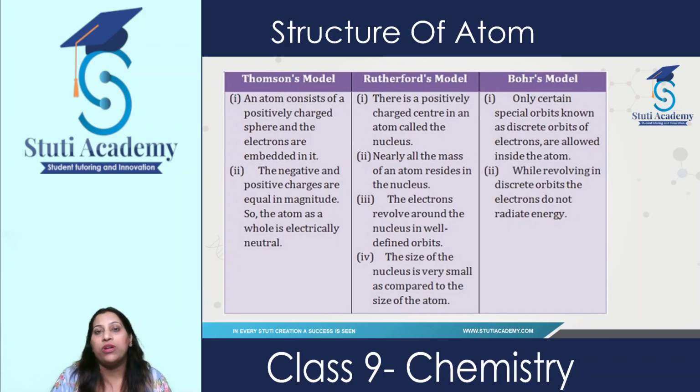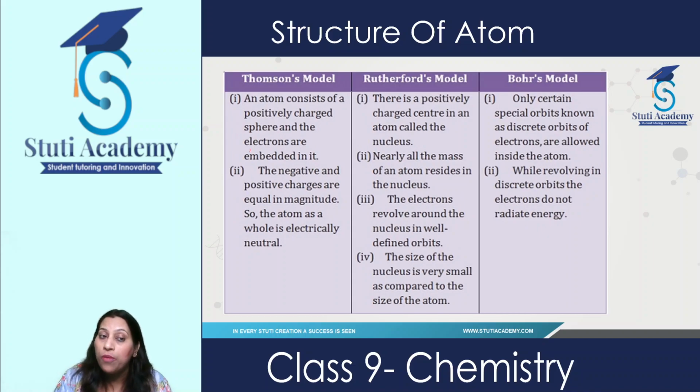Now, how are these three models different from each other? If you look at these three models, which are very important to tell the structure of atom, first is the Thomson model, second is Rutherford, and third is Bohr model. Although all the models gave the theory of the structure of atom, how this atom looks like, they have given different theories. This is the comparison between these three models, which shows the structure of an atom.